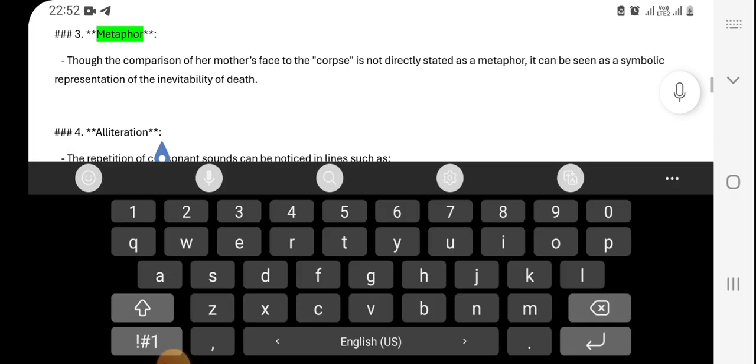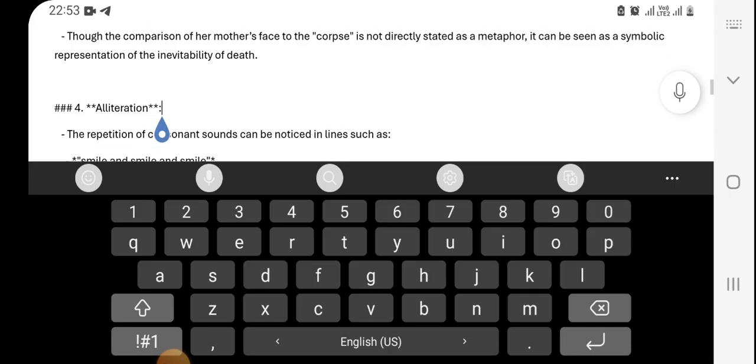So, in this poem, we can hardly find any metaphor, and the mother's face is actually described here with the help of the word as. Next, alliteration.